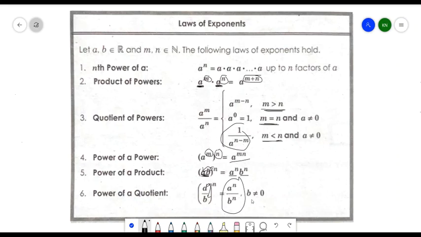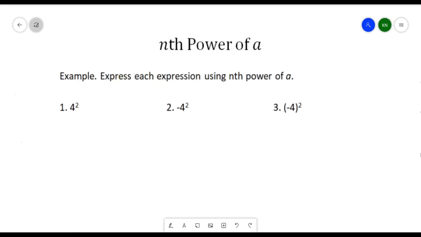So basically those are all of the laws of exponents or index laws that you need to remember. From the laws of exponents discussed earlier, we'll be answering some examples, one for each of the laws that we have discussed. So the first law was the nth power of a. For example, we have: express each expression using the nth power of a. So for example, we have 4 squared.